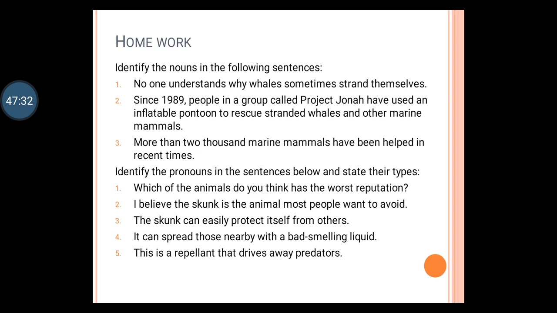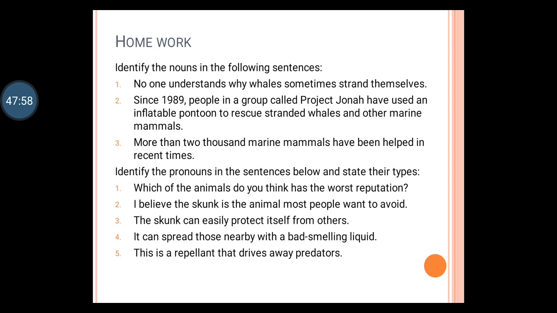There's a difference between the two sets of homework I have given to you here. The first one, I said identify the nouns in the following sentences. Just identify them by underlining them, or you can just write out the nouns. Number one, what are the nouns in number one? If it's one noun, you can write one noun. If it is two, you write the two nouns.